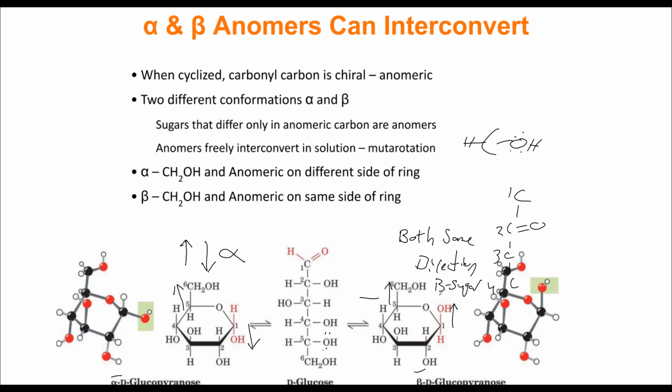And some other terminology for you. This former carbonyl carbon in the ring form, we call that the anomeric carbon. So anytime I'm talking about the anomeric carbon, which I will do quite a bit moving on, I'm talking about the former carbonyl carbon that's in our ring. And it's the anomeric carbon that is determining alpha or beta for us.